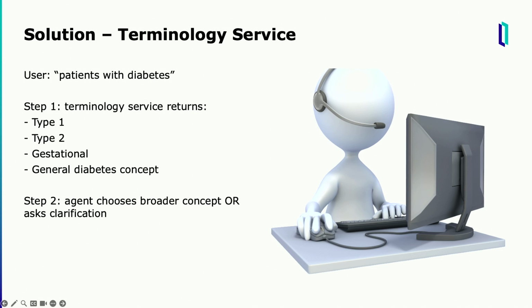A practical architecture uses a terminology service to generate the candidate concepts rather than hard coding mappings. The terminology service provides options. The agent then decides which option is best or decides that more clarification is needed. This is the clean division of responsibility. The service supplies candidates, the agent applies context and judgment.